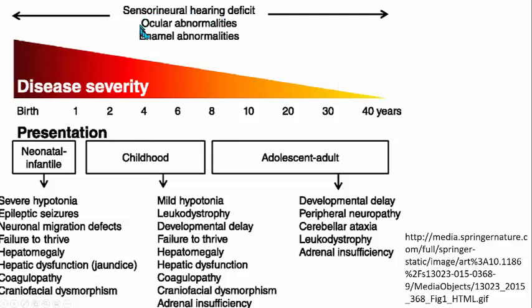Please note that some abnormalities are consistent through all forms, like the sensorineural hearing defects, the ocular defects, the tooth enamel defects, as well as things like hepatomegaly and loss of white matter in the brain.